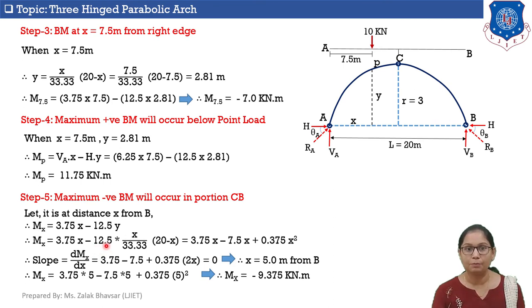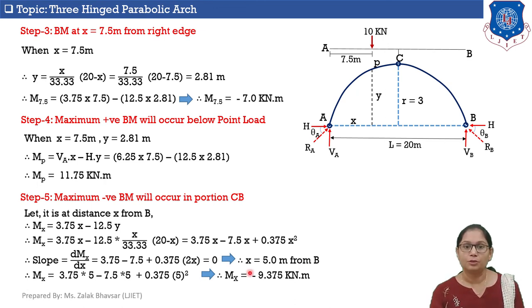So we can say that Mx is equal to 3.75x minus 12.5 into, here is the equation of y. Equation of y is x upon 33.33 in bracket 20 minus x. Therefore, it is equal to 3.75 into x minus 7.5 into x plus 0.375 into x squared. Therefore, for slope, I am differentiating this equation with respect to x. So, I am getting dMx by dx is equal to 3.75 minus 7.5 plus 0.375 into 2x, which is equal to 0. Therefore, I am getting x is equal to 5 meter from point B.